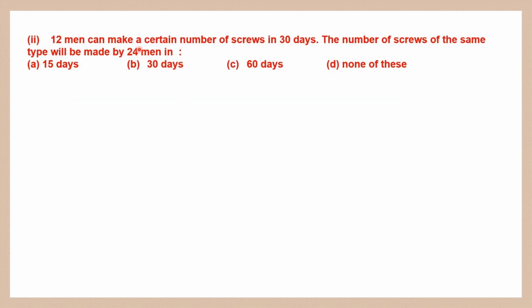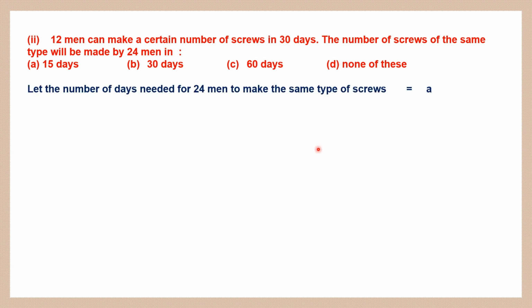Question 2. 12 men can make a certain number of screws in 30 days. The number of screws of the same type will be made by 24 men in how many days? So we need to find out the number of days taken by 24 men to make the same type of screws which 12 men could do in 30 days. So let's first write down that. Let the number of days needed for 24 men to make the same type of screws be A. This is what we need to find, the number of days.